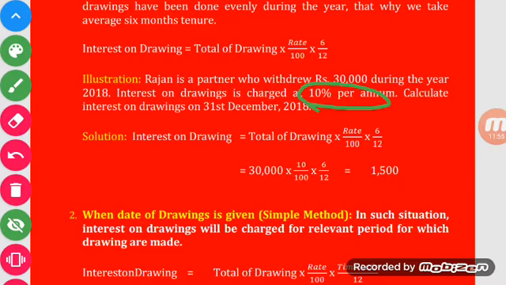So your answer will be interest on drawing, total of drawing into rate upon 100 into 6 upon 12. So 30,000, the drawing amount given, into rate 10 upon 100 into average time period of 6 months, so 6 upon 12. 30,000 into 10 upon 100 into 6 upon 12, your answer will be 1500. This will be your answer. I hope you understand the concept when the date of drawing is not given in the question.